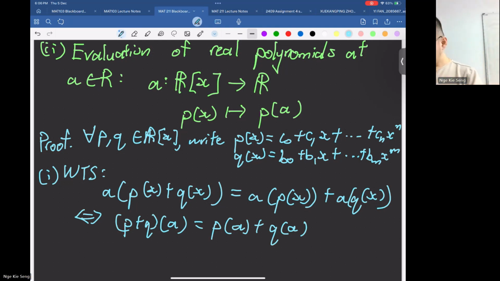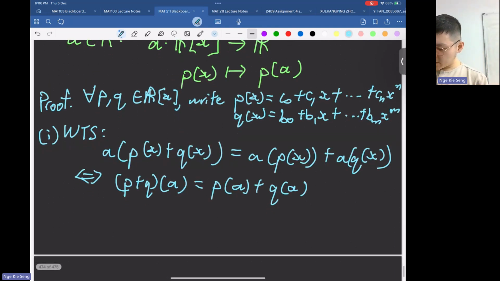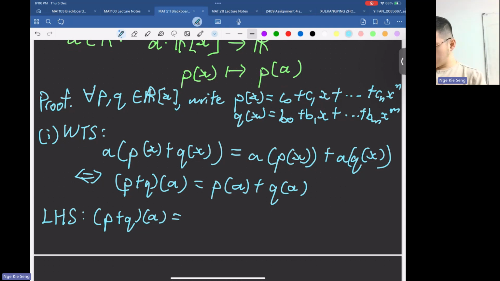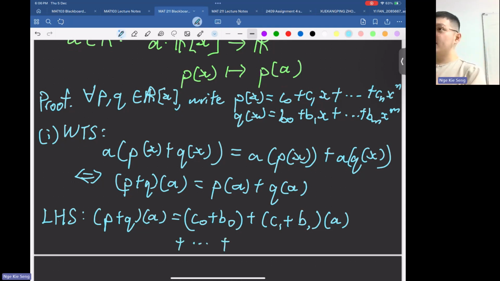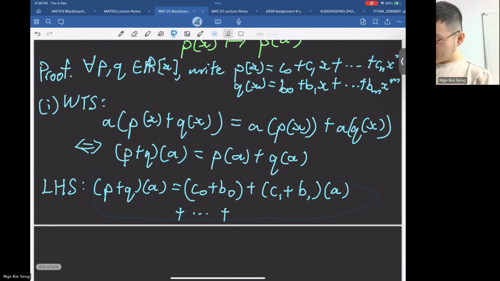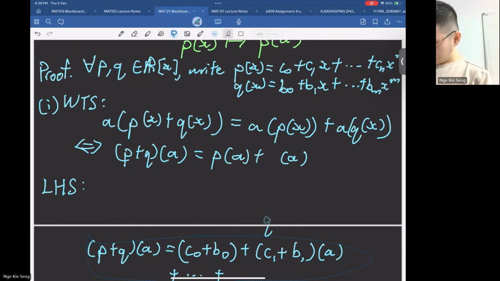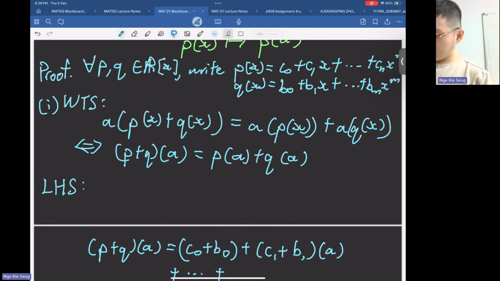Okay, so let's write down the left-hand side first. Left-hand side is (p plus q)(a). So meaning what? You need to add up all the coefficients: c0 plus b0, then c1 plus b1, x becomes a, plus dot dot dot up to where? cn, ah? Can it be bm or not? cm or bm?